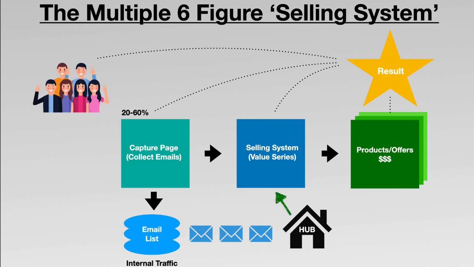you can lead them back to the selling system, which then does its job and educates them, builds value, and then sells them to the product or offer. That's where you can make money. That's one way. Another way is you can go from your hub and send people directly to the product if you want, because you've added so much value already, right?